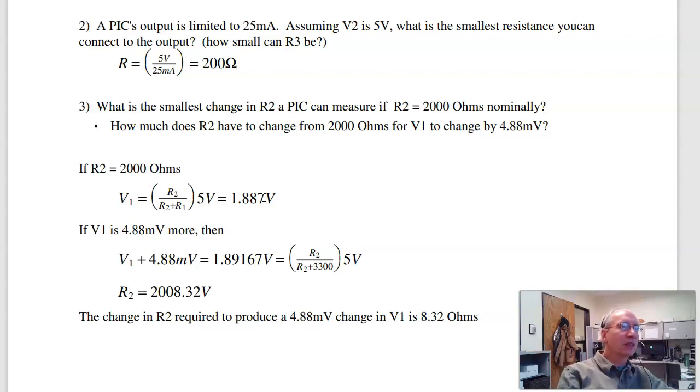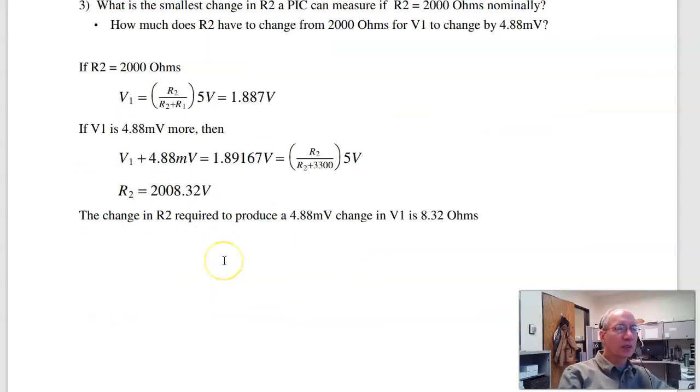It basically converts a voltage to an integer, 0 to 1023. The smallest change you can see is 1 count. 1 count corresponds to 4.88 millivolts, which means that the voltage has to change by 4.88 millivolts, go up to 1.8916 volts. Well, the resistance that causes that much change is 2008 ohms for a difference of 8.32 ohms. So that's the resolution on a PIC. I can measure a 2000 ohm resistor with a resolution of 8 ohms using a voltage division.